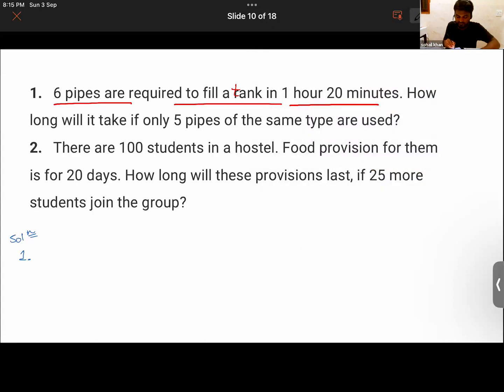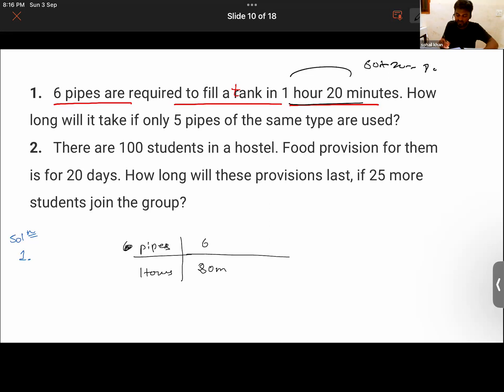The question says that 6 pipes will take how many hours to fill the tank completely? 80 minutes here. 1 hour 20 minutes, that is 60 plus 20 minutes, 80 minutes here. Now the question asks that 5 pipes of the same type will take how many hours now? That is the question mark here. You will assume it as X. So it is simple here. You have got the relations.